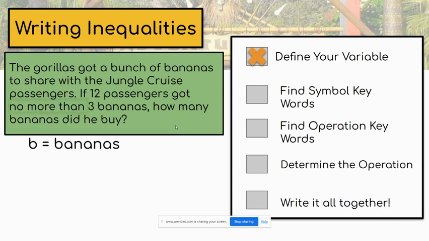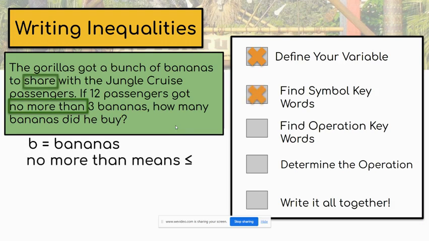Symbol keywords: no more than. Well, no more than. I'm going to eat no more than 3 pieces of pizza. Could I eat 2 pieces? Yeah, 2 is no more than 3. Could I eat 3 pieces? Yeah, 3 is no more than 3. Could I eat 4 pieces? No, 4 is more than 3. So no more than is less than or equal to.